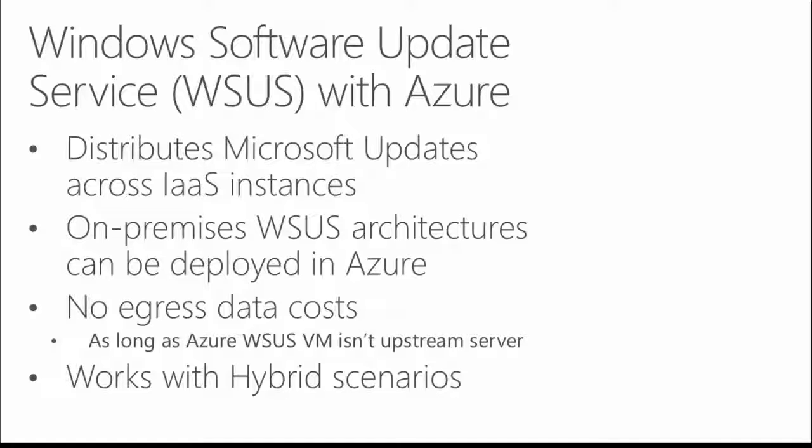Great. So the first thing I briefly want to hit on is Windows Software Update Service, and you've no doubt been exposed to this in the past. It's a tool that allows us to push updates to IaaS instances using WSUS. It's basically an on-premise tool. In Azure, you can use this on-premise WSUS architecture. You're not going to be running into issues with egress data costs because you're pushing stuff into Azure. You're not taking it out, so you're not going to really worry about costs there. It's all very simple, very much the way it would perform on site.